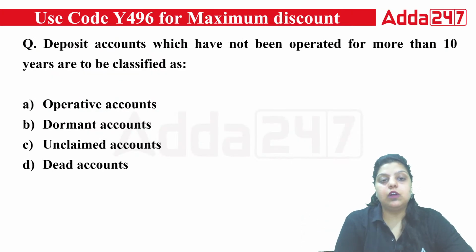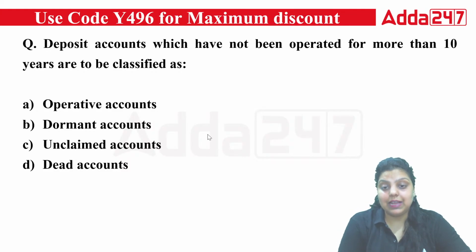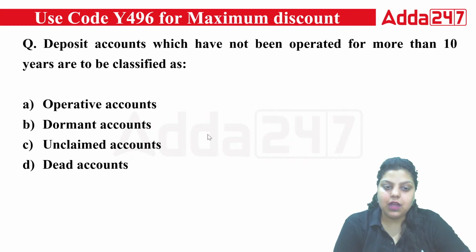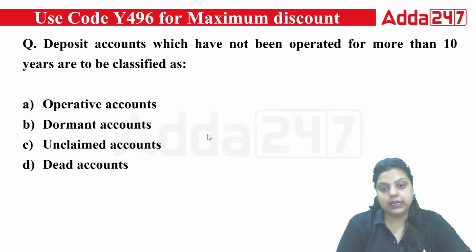Now, deposit accounts which have not been operated for more than 10 years are to be classified as what? So we have a deposit account which has not been operated for more than 10 years. It is to be classified as what? First, operative accounts. Second, dormant accounts. Third, unclaimed accounts. Fourth, dead accounts.